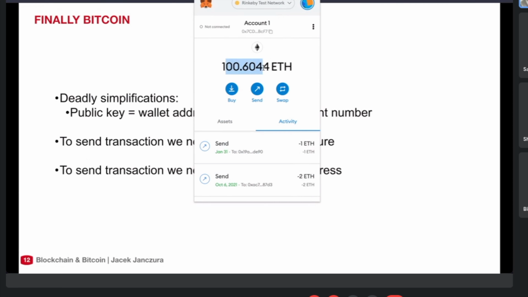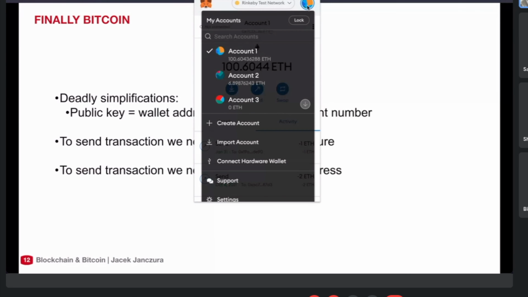So that's why I have 100 Ethers. If I have 100 Ethers, currently, that would be 3,000, 30,000, 300,000, $3 million, if I'm not mistaken. Of course, this is fake Ethereum, so it's not.